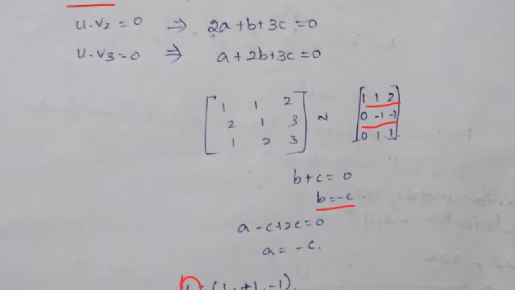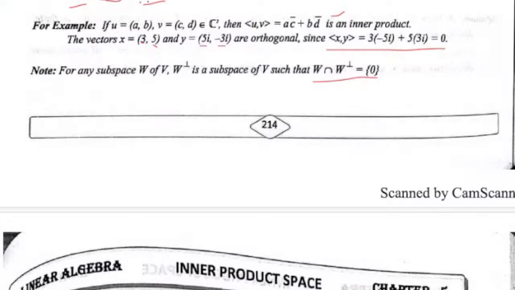In order to find the vector u, we have taken these conditions, since the orthogonal definition is u dot v is equal to 0. That is, the inner product of (u, v) is equal to 0.